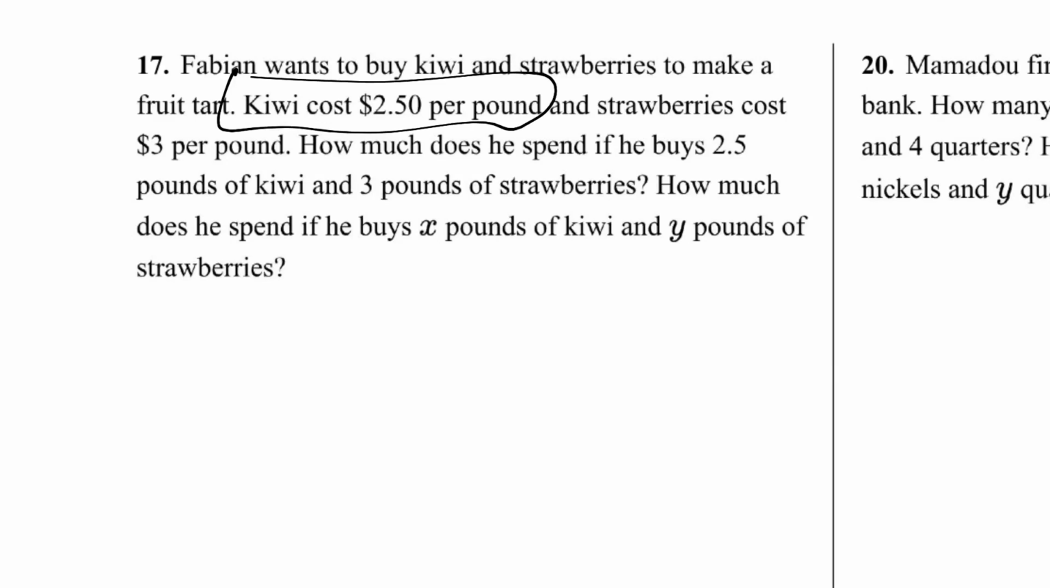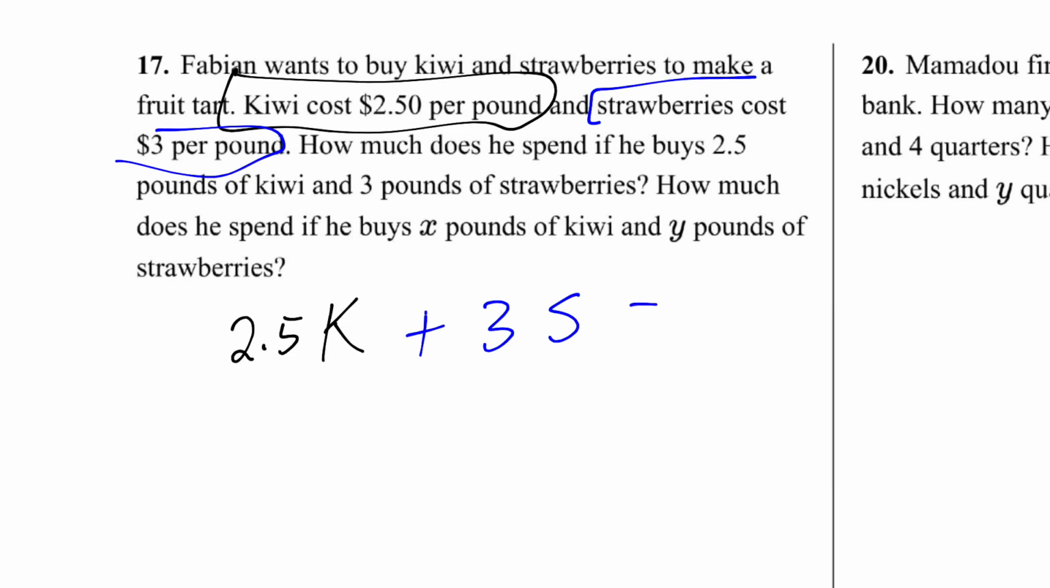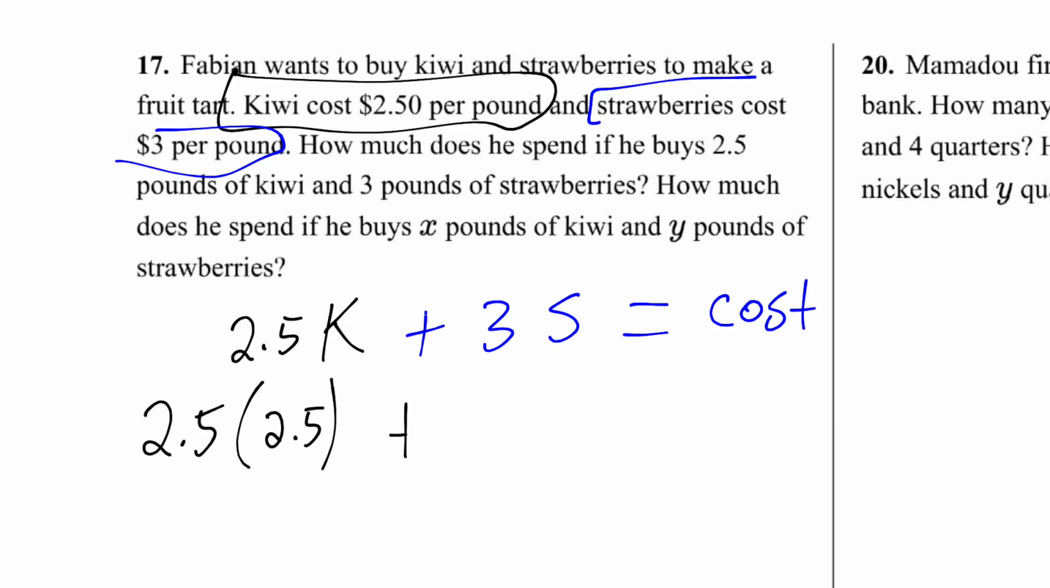So K and 250, so I'll put 2.5 K. And then strawberries are $3 a pound, so I'll add 3S. And this is our cost. That's the general equation. To plug in specific values, $2.50 times 2.5 pounds plus $3 per pound times 3 pounds of strawberries. This will be 15.25.